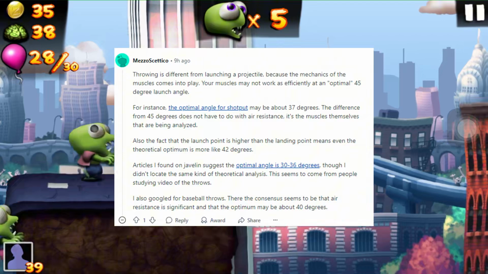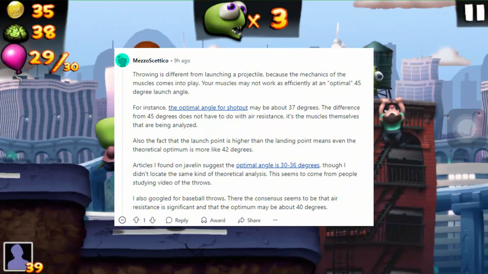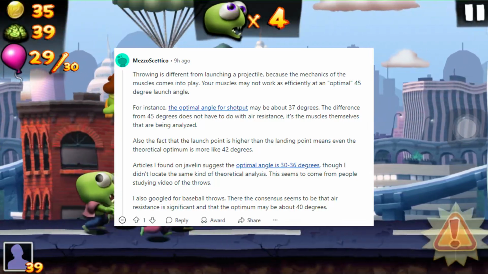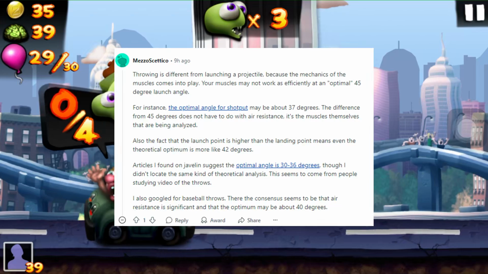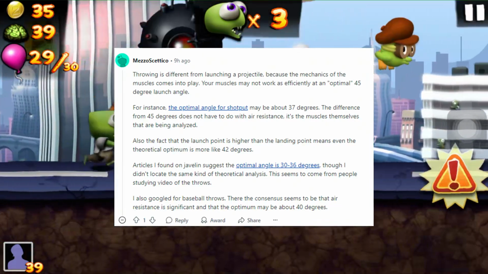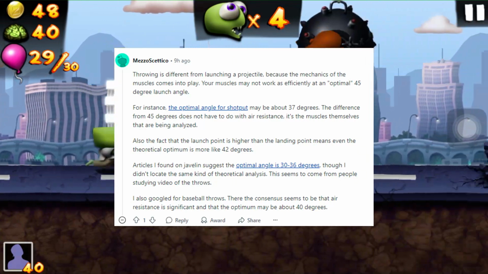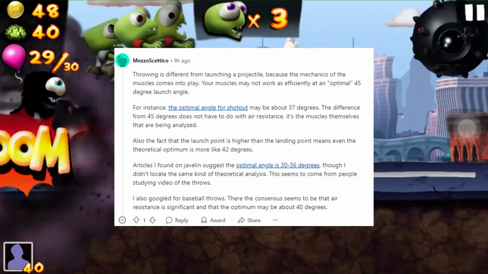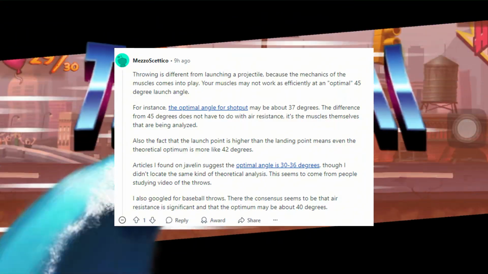Throwing is different from launching a projectile, because the mechanics of the muscles come into play. Your muscles may not work as efficiently at an optimal 45-degree launch angle. For instance, the optimal angle for shot put may be about 37 degrees. The difference from 45 degrees does not have to do with air resistance. It's the muscles themselves that are being analyzed.